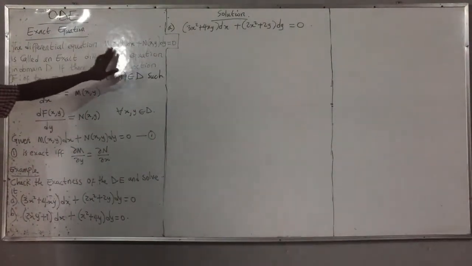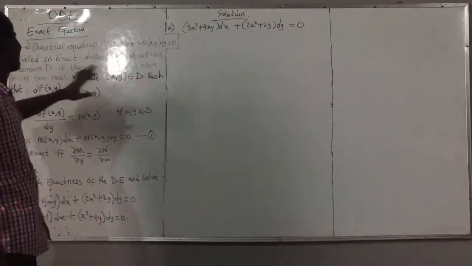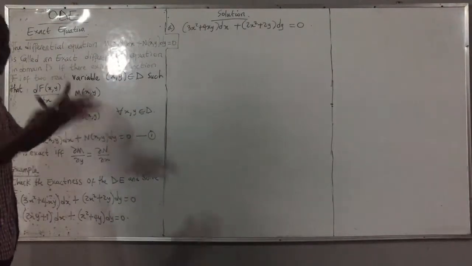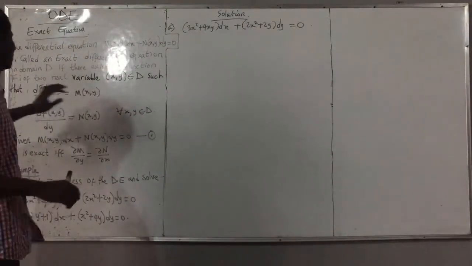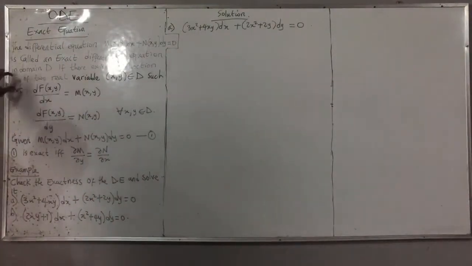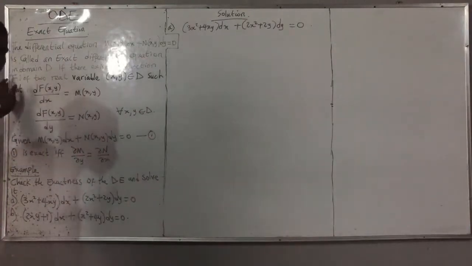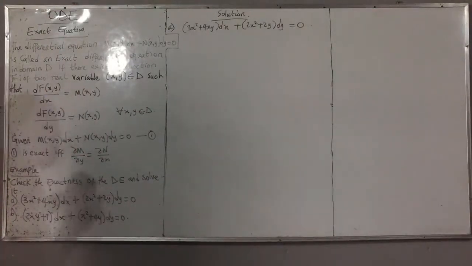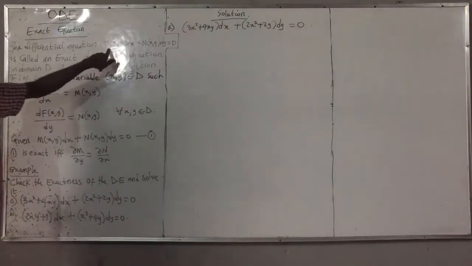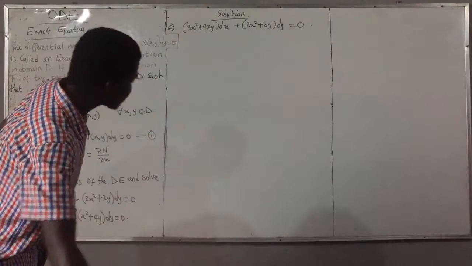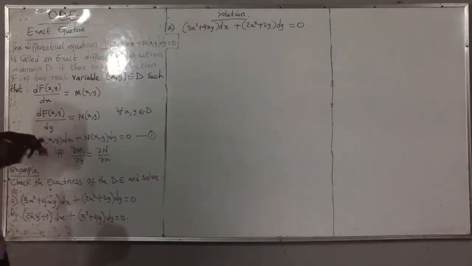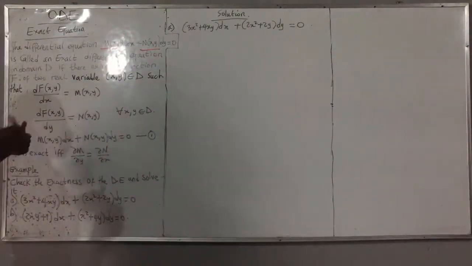They say the differential equation M(x,y) dx plus N(x,y) dy is called an exact differential equation in a domain if there exists a function f of two variables, so that if you differentiate that function, another function capital letter F, with respect to x, you will get M of x,y. If you differentiate that function with respect to y, you will get N of x,y. They will say it is exact.